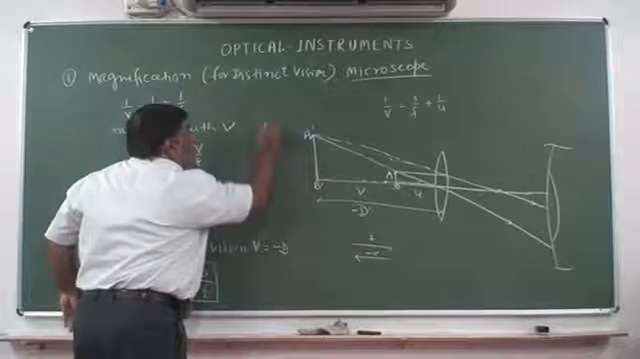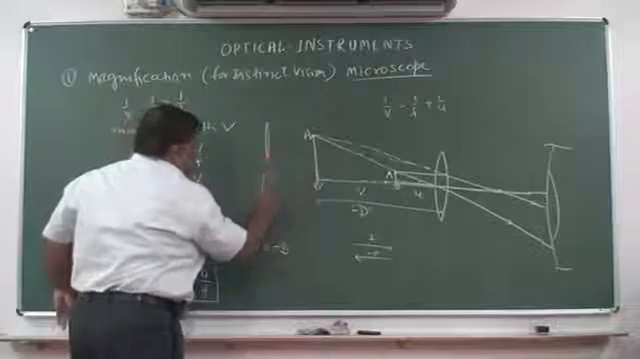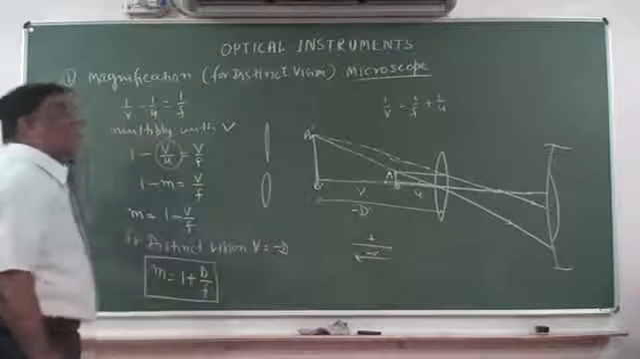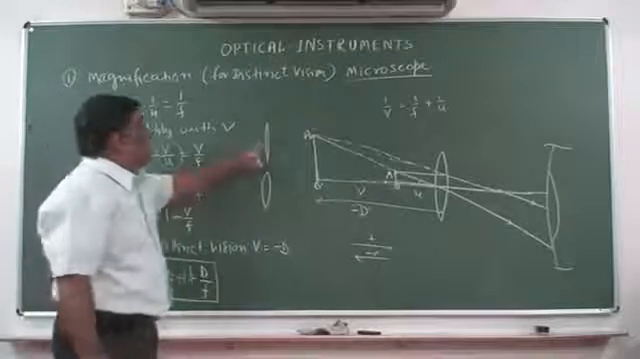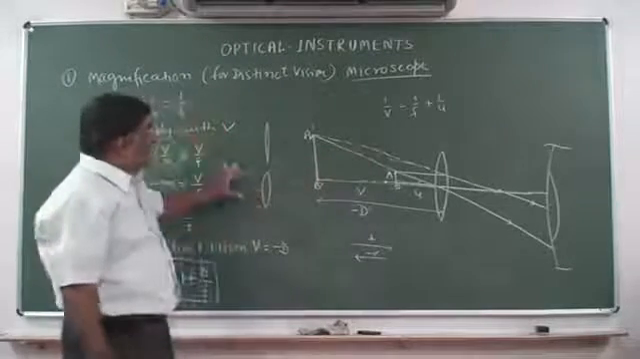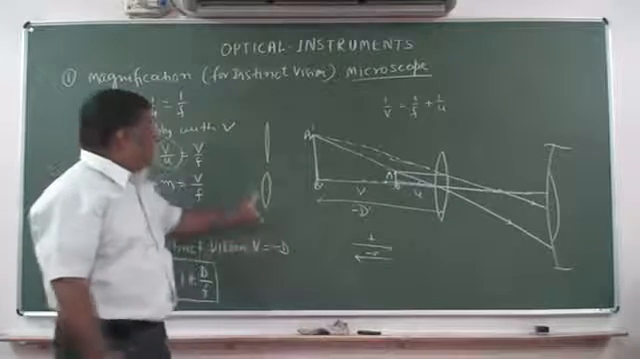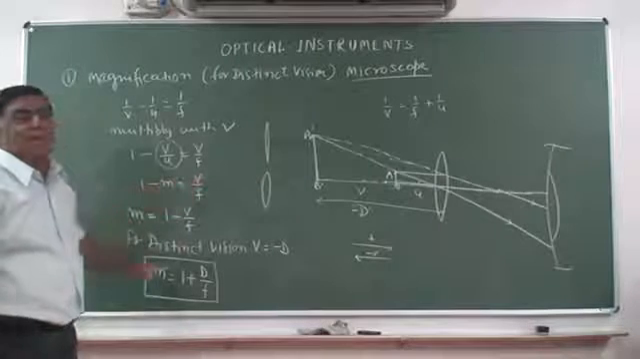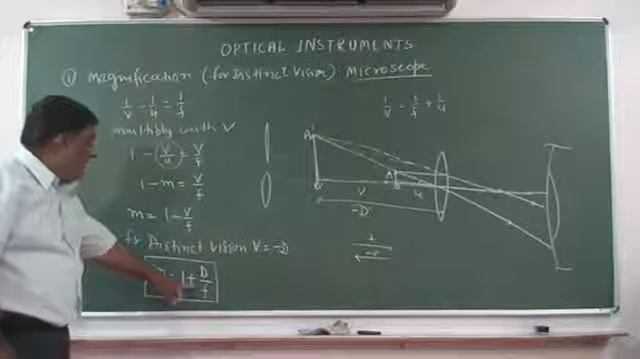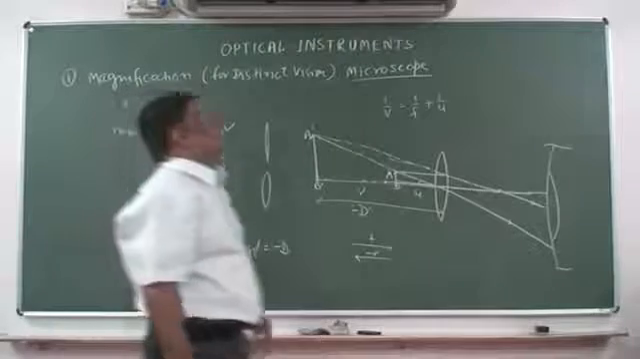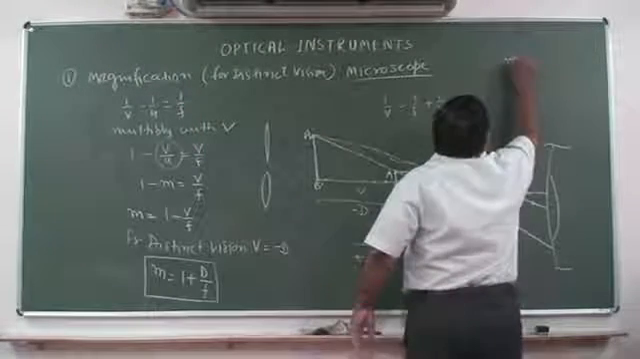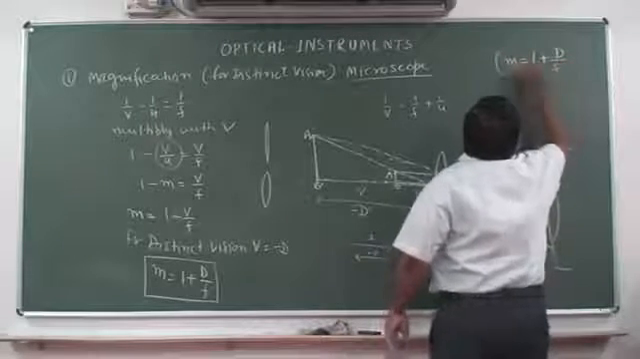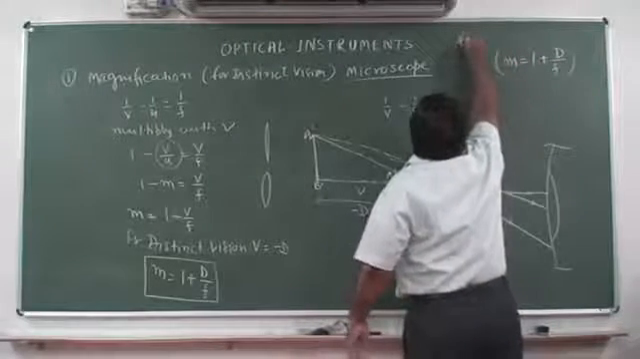Now there are two lenses, one is this and other is this. Here the curvature is more. Now whose focal length is smaller? The answer is it has got a large focal length and it has got a small focal length. It has got a small focal length, so magnifying power will be large. This is the relation between magnifying power and focal length. So we will remember this. Magnification is equal to 1 plus D upon F. And this is for distinct vision.